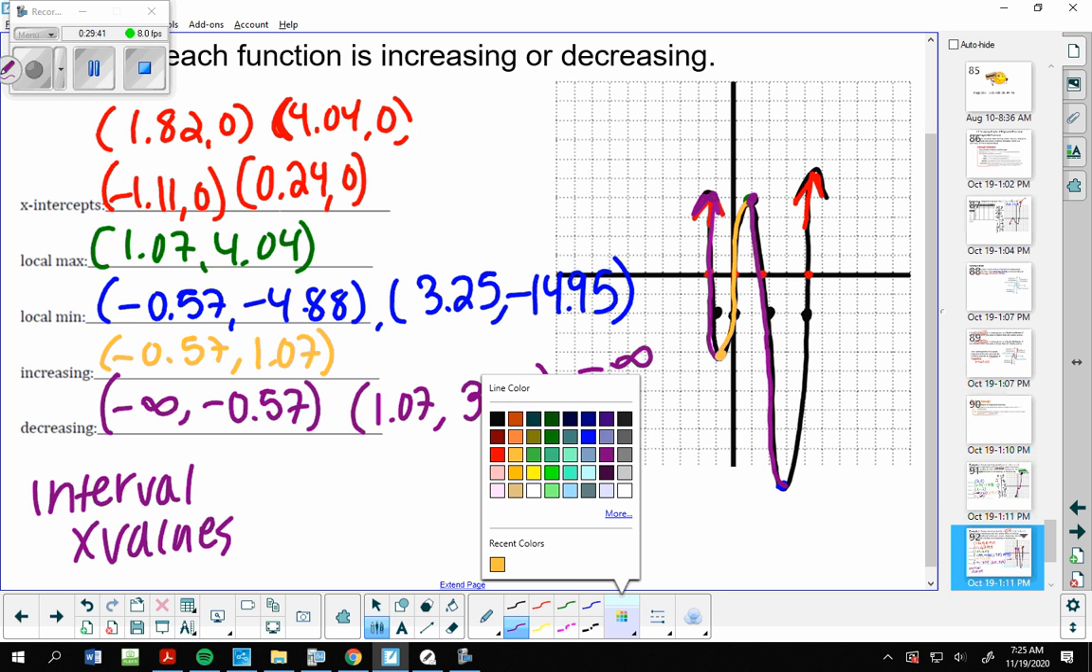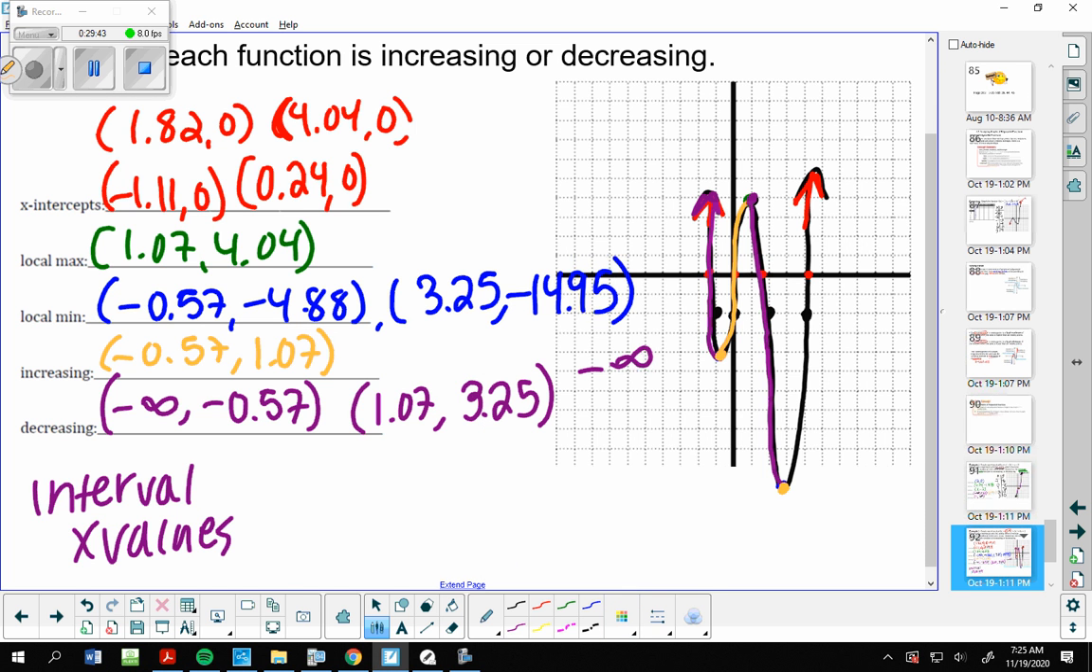And last but not least, it is increasing from that x value of the local min, which we just said was 3.25, all the way up to positive infinity, right? Because positive infinity is out here. I don't care if you guys write the plus sign or not in front of positive infinity. It doesn't matter to me.